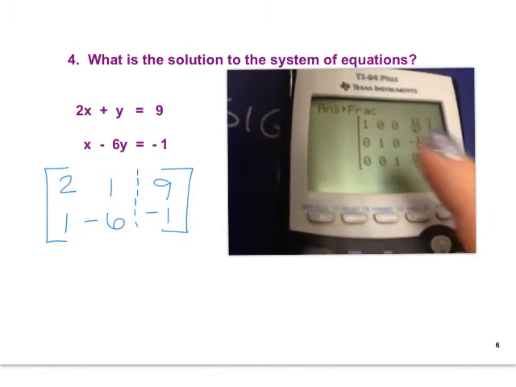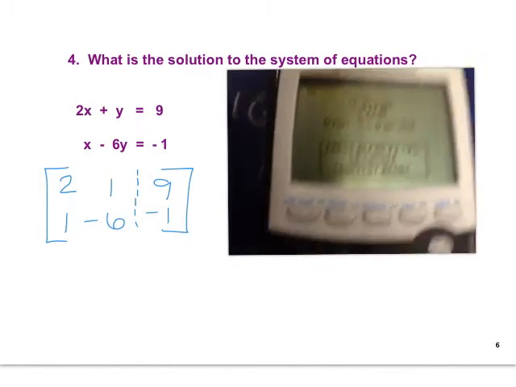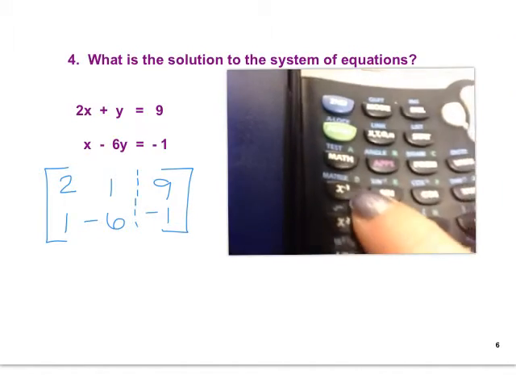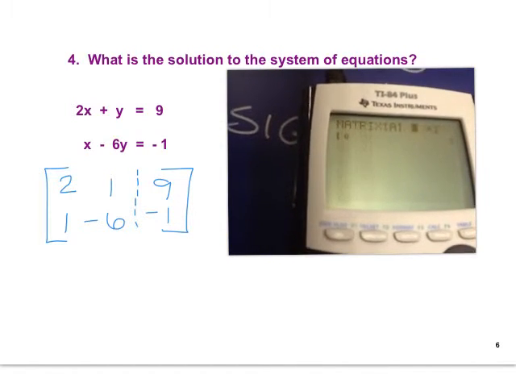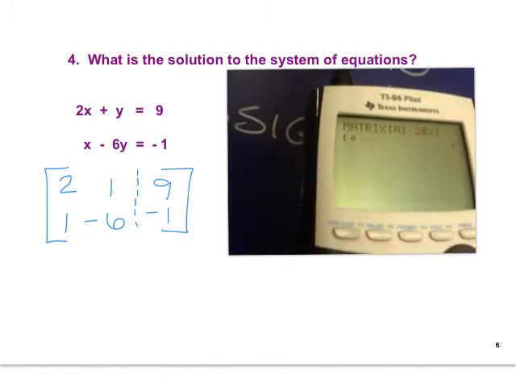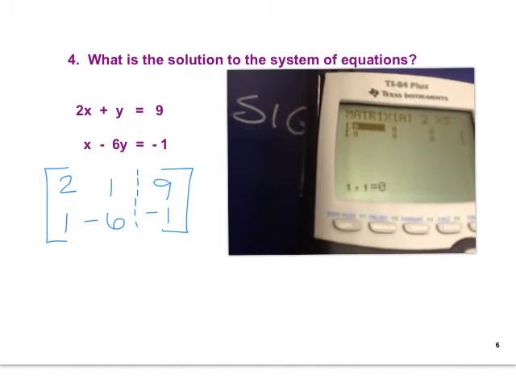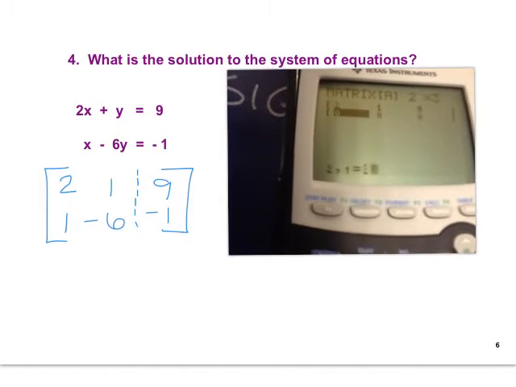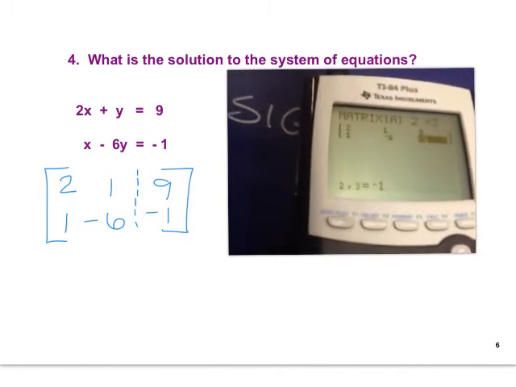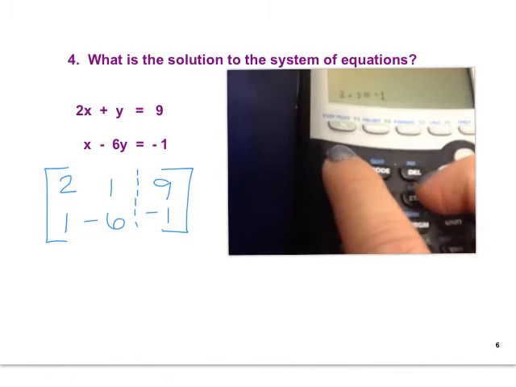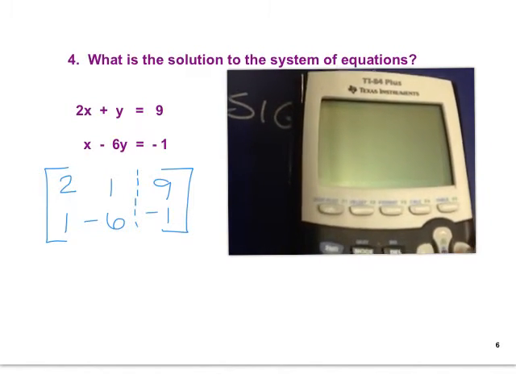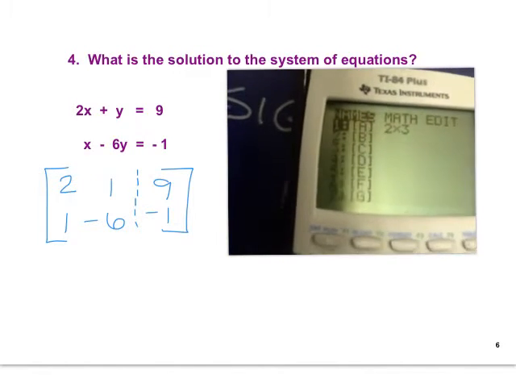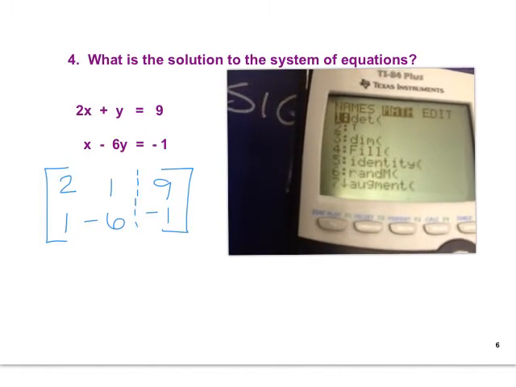And I'm going to start by clearing the RAM, 2nd plus 7, 1, 2. I'm going to enter this as a stored matrix this time. I'm going to go to second matrix, go over to edit. The dimensions here are 2 rows by 3 columns, and I'm going to enter in those rows. 2, 1, 9, and 1, negative 6, negative 1. I'm going to go to the home screen by pushing second quit, and back into the matrix menu by pushing second matrix, and this time we're going to math.